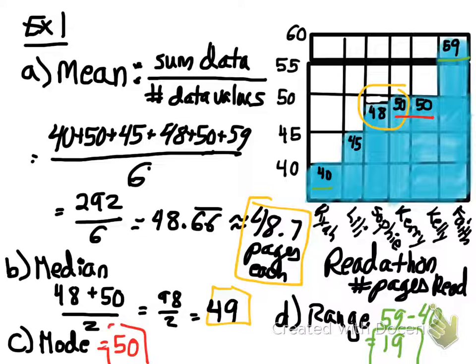So now we've found, we can describe this data set in terms of its average number of pages read, the median, or like the middle number of pages read, the mode, the most common number of pages read. Most students read about 50 pages, or the range. The difference between greatest and least number of pages was only 19 pages.